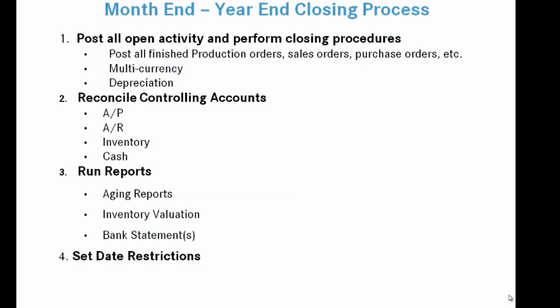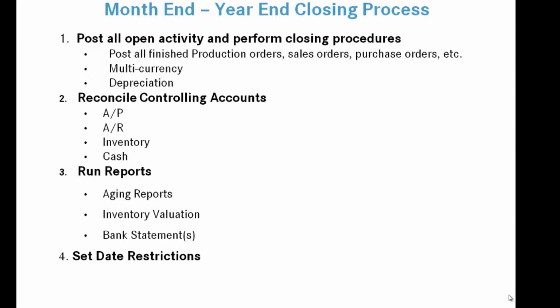In this section, we're going to cover month-end and year-end closing procedures. These would be typical of the kinds of procedures that you would do in any ERP system. The primary difference here is that Business Central has what's called a soft close, meaning even after periods are closed, you can go back into them and make adjusting entries.